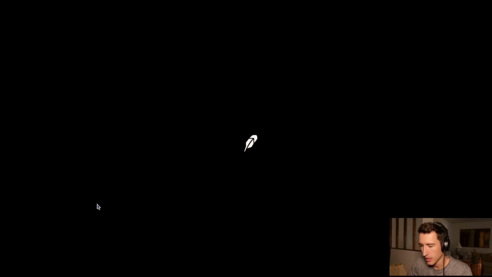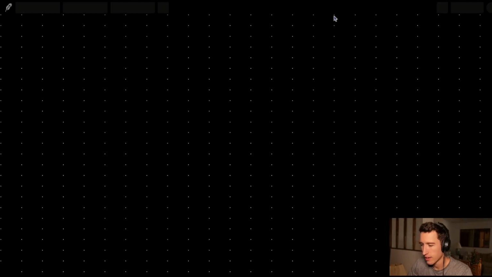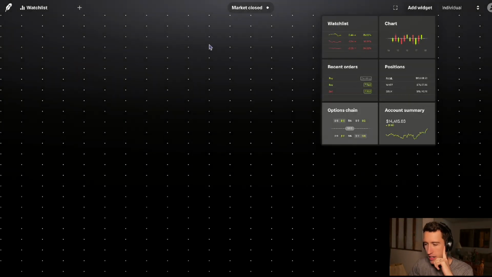Hey guys, today we're going to be going over the SMA and how to use it when you're using the Robinhood Legend app. Those of you guys that haven't used Robinhood Legend, it's simply a platform for trading. They recently updated their platform. This is how you use it.